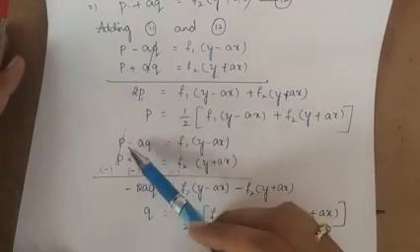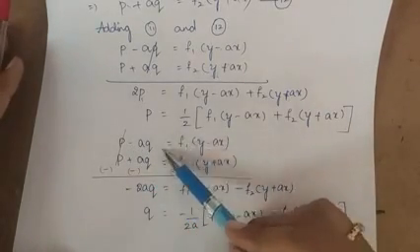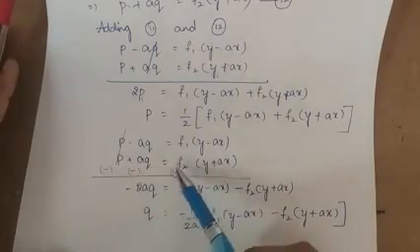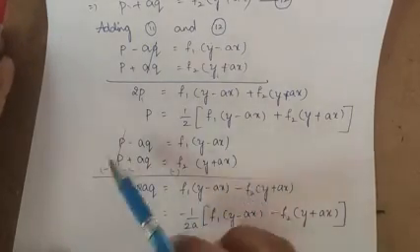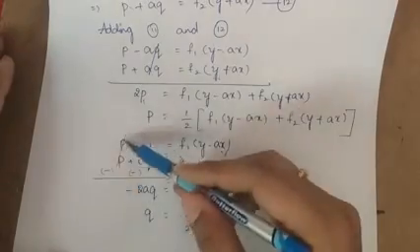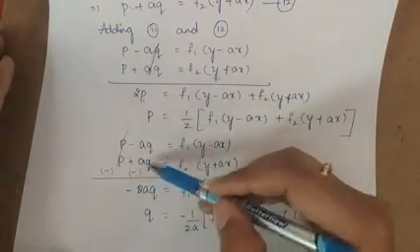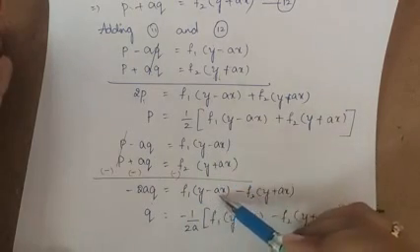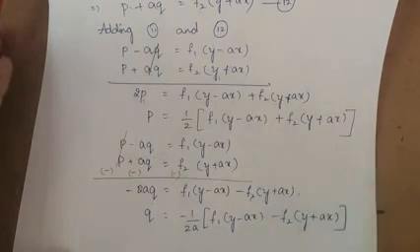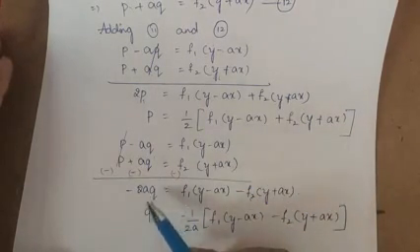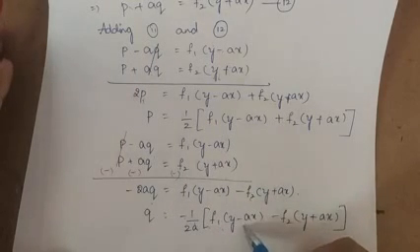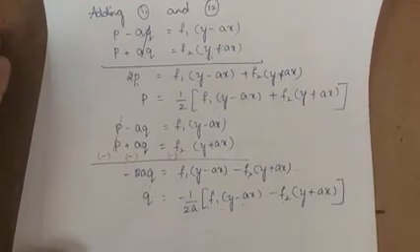If you subtract these two equations, you will get the value of q. I have subtracted: p minus aq is equal to f1 of y minus ax, p plus aq is equal to f2 of y plus ax. On subtracting, p gets cancelled. So minus aq becomes minus 2aq, equal to f1 of y minus ax minus f2 of y plus ax. So to find q, q is equal to minus 1 by 2a into f1 of y minus ax minus f2 of y plus ax.